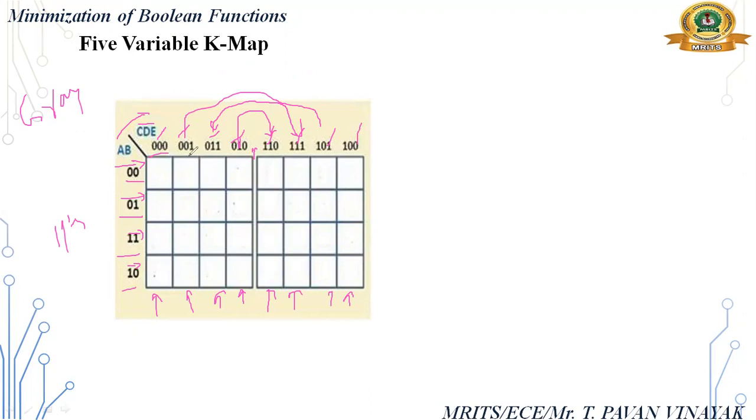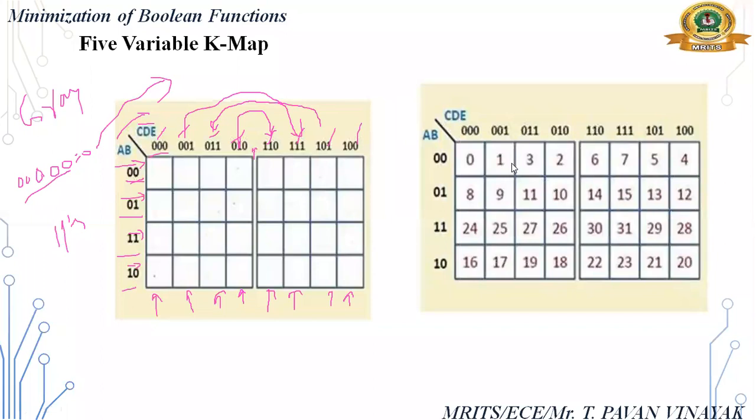And for numbering, you have to follow the index numbering in this order only. A, B, C, D, E: 0, 0, and three zeros is totally 0. Like that you have to give numbering. The numbering is like this: 0, 1, 3, 2, 6, 7, 5, 4, then 8, 9, 11, 10, 14, 15, 13, 12. Like this you have to write the numbering.